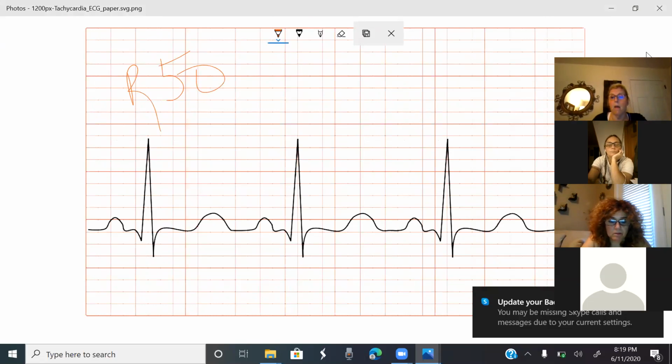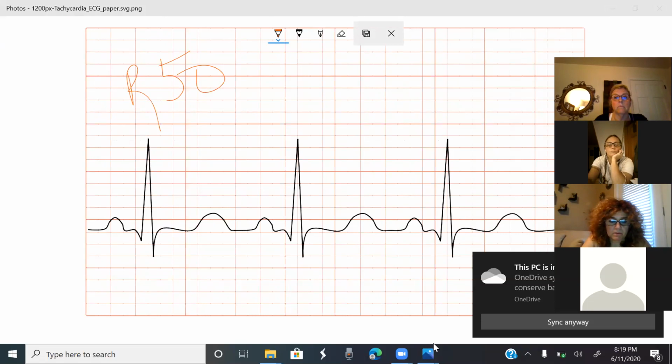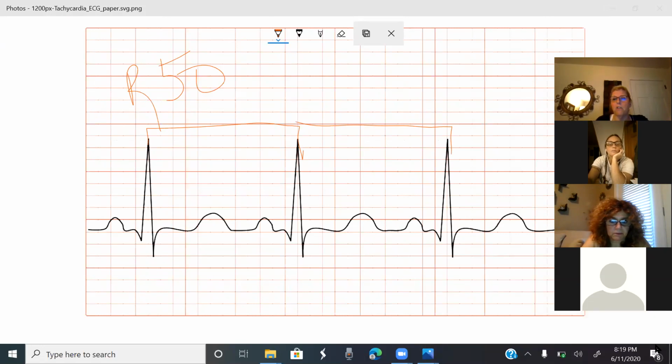Okay, now is this regular? Can I march this out? No. How do you determine if it's regular? Well, the heart rate is not regular. We're not worried about that. We already determined what that was, right? We're going on to number 2.